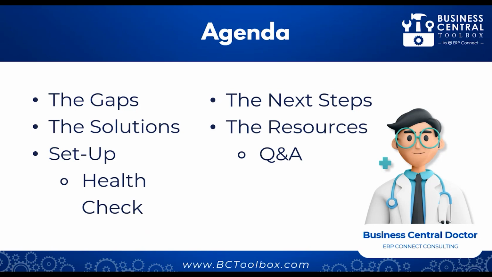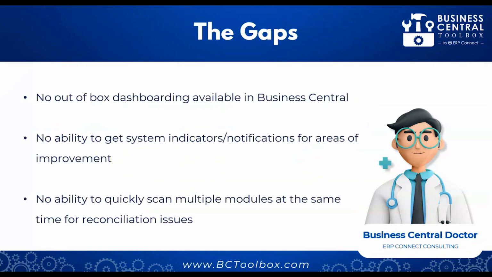Quick agenda just to frame up what we're going to be talking about in this session. We're going to go over both the gaps that currently exist inside of Business Central, as well as some of the solutions that we've created to help bridge those gaps. We're going to be talking about the setup of the health check, as well as how to walk through the health check and what it means to your business based on the data that it's showing. Then we'll go over some next steps you can take to download this into your system and be successful, as well as the resources that you can utilize on our website and on AppSource to get that downloaded and start using it. I've got the Q&A here. Please feel free to just throw those questions in the chat as we've talked about previously. And without further ado, we'll jump into those gaps and solutions.